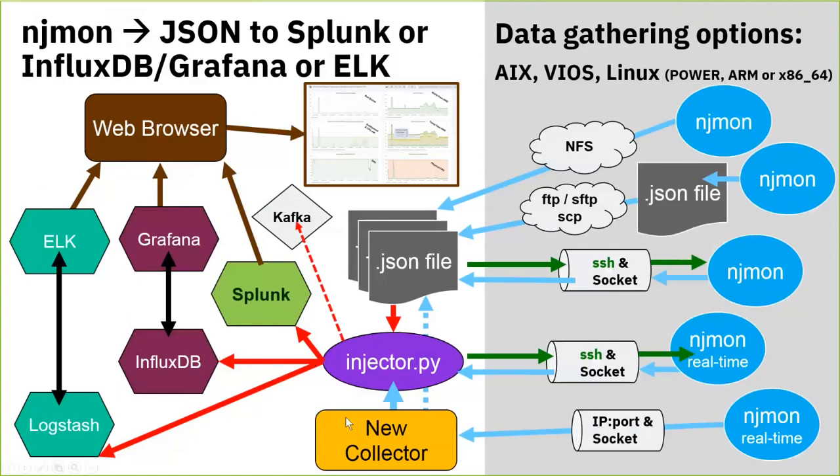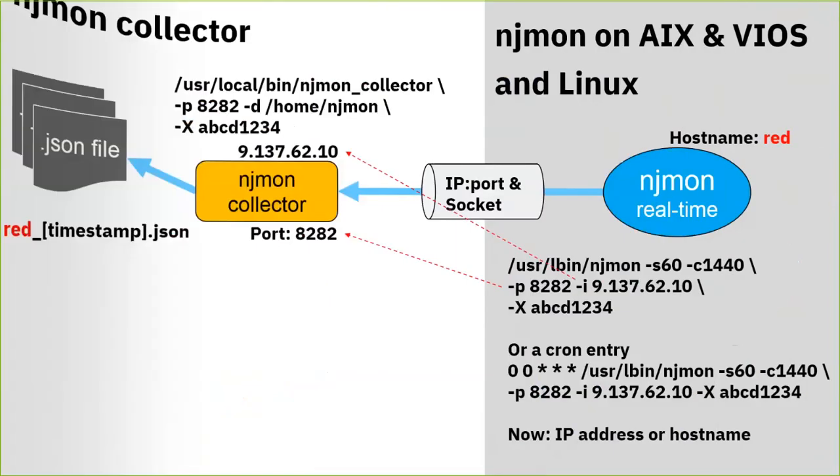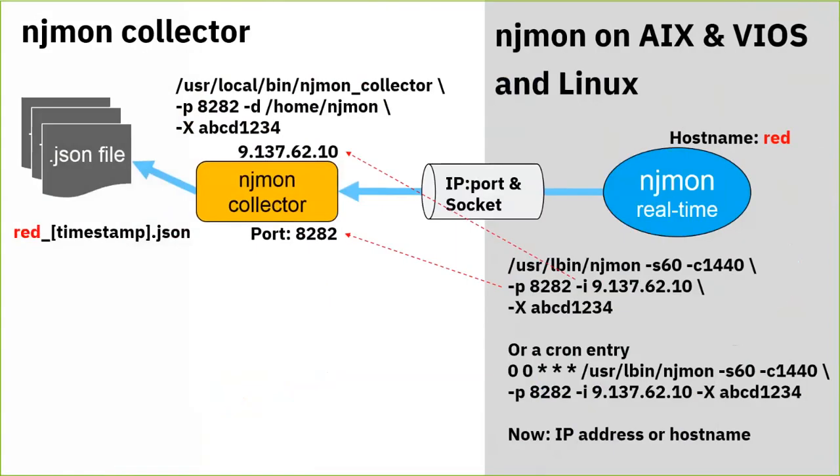So here's the new collector down the bottom, though. In this case, the initiator is NJMON. You give it an IP or a host name and a port, and it creates a socket to the new collector. There's a dotted line here. It saves the JSON file anyway, and it will also inject it into your database of choice. So plenty of different ways of getting the data from your target to your source. And if one of these doesn't work, well, give me an idea of what you're thinking, and maybe we'll put that in as well.